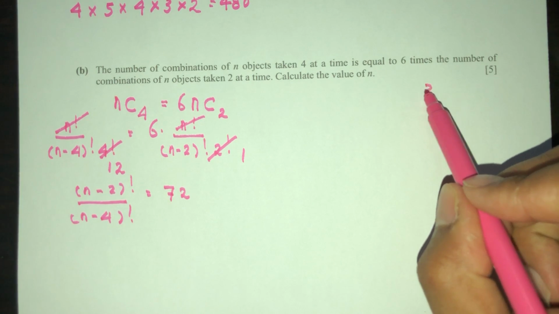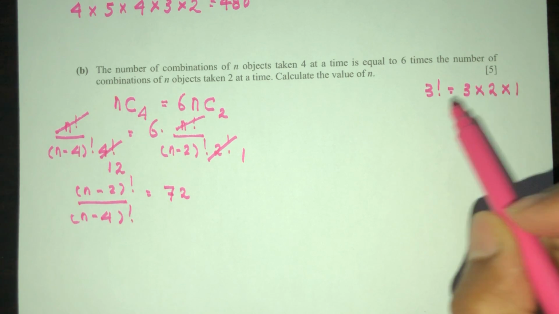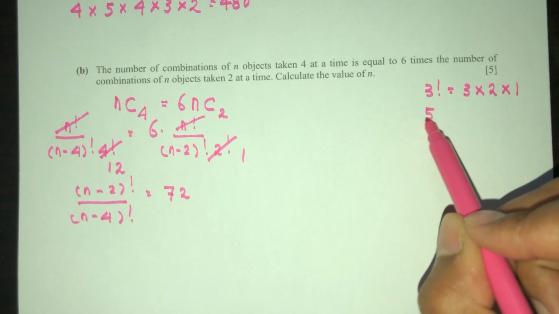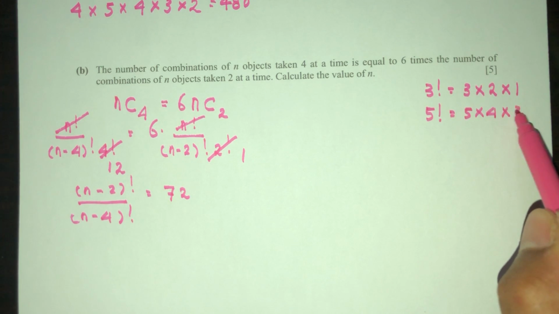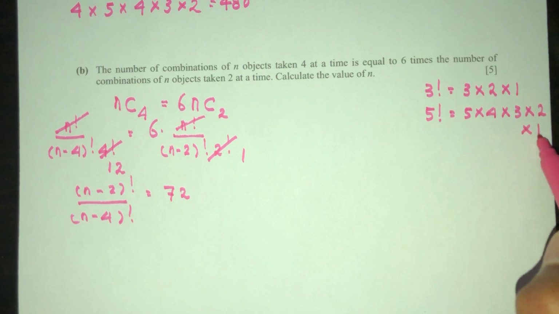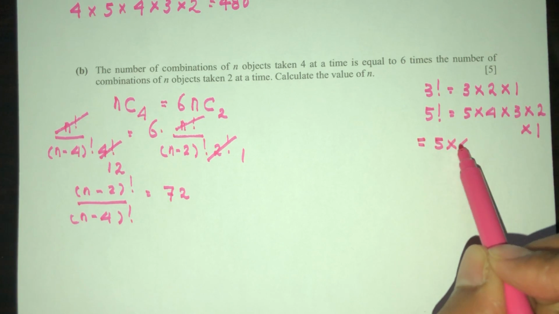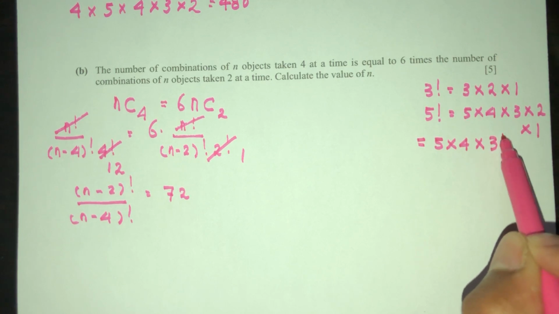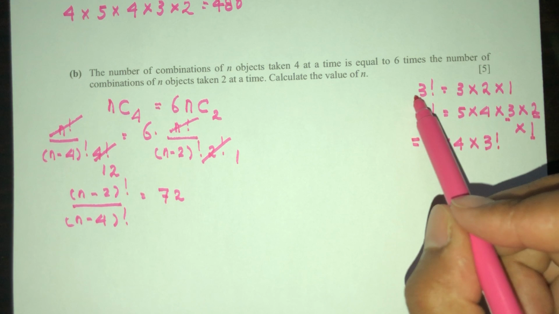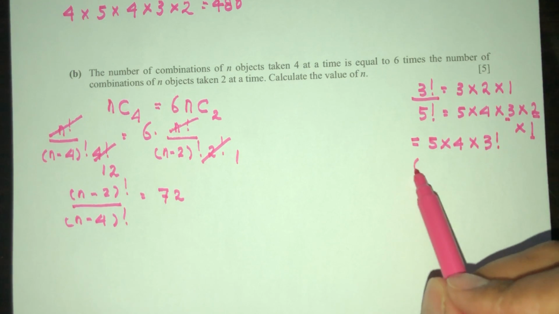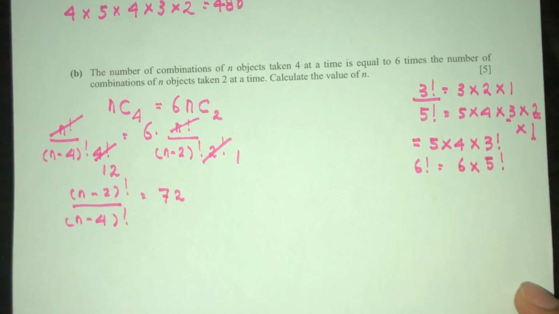So what is 3 factorial? You would say that is 3 times 2 times 1. Now what is 5 factorial? It is 5 times 4 times 3 times 2 times 1. But now you could also say 5 factorial is 5 times 4 times 3 factorial. Make sense? Because here we have 3 times 2 times 1, and that is 3 factorial. For example, what is 6 factorial? It is 6 times 5 factorial. That is another way of writing this.